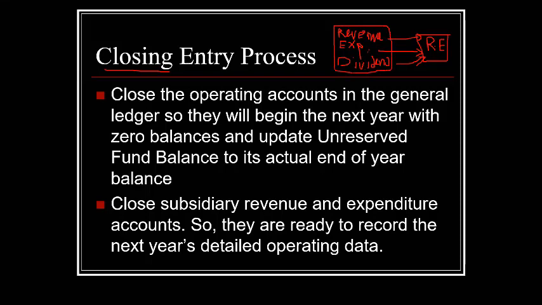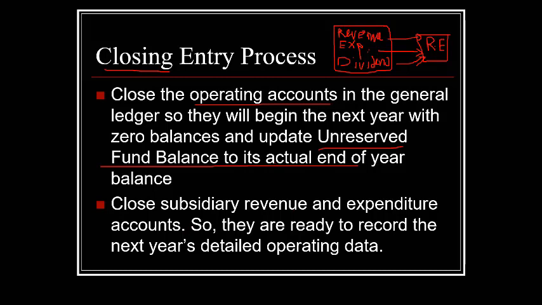revenue, expenses and dividends. So here also in the government we need to do a closing entry at the end of the year to close the operating accounts in the general ledger. So they will begin the next year with a zero balance and update the unreserved fund balance to its actual end of year balance, and to close the subsidiary revenue and expenditure accounts so they are ready to record the next year's detailed operating.